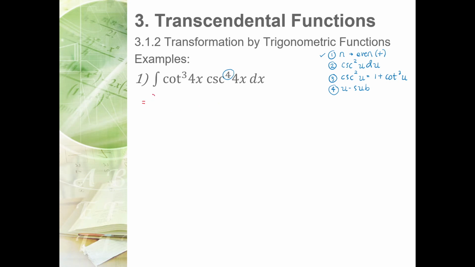So what will happen is we have cotangent cubed of 4x, then cosecant. Getting 2 from the power of 4, this will become cosecant squared of 4x. Let's enclose this one with parentheses so that we know this is the remaining value of your integrand. Then the factored out term is cosecant squared 4x dx.